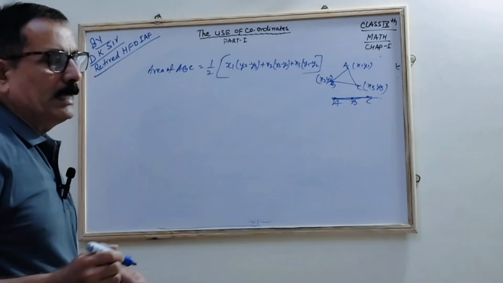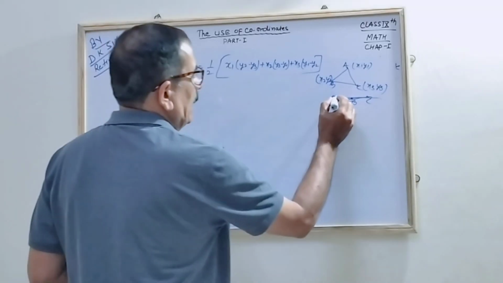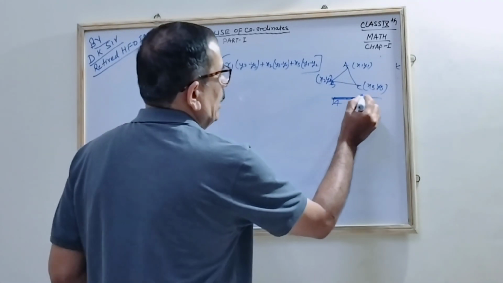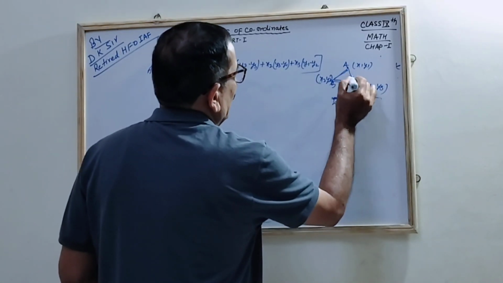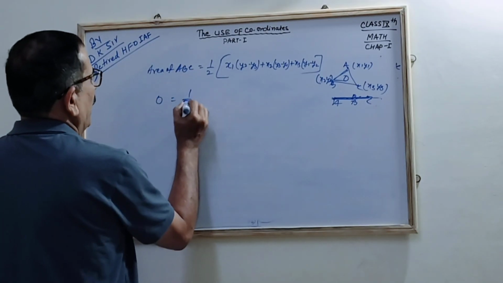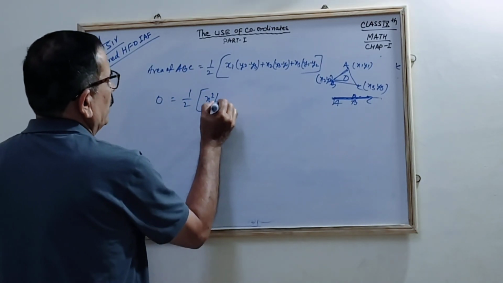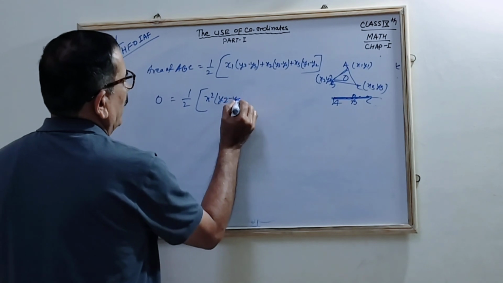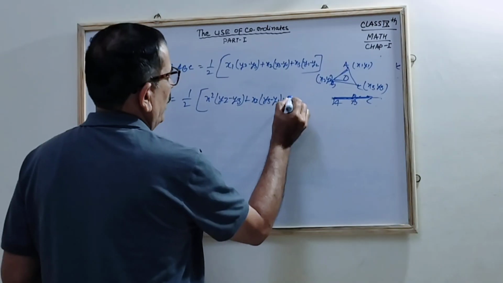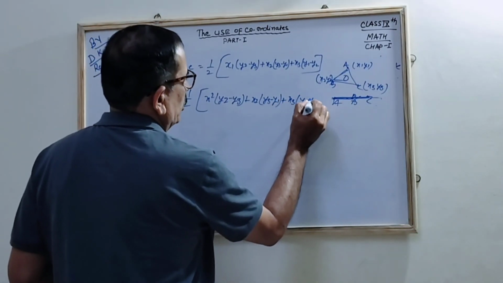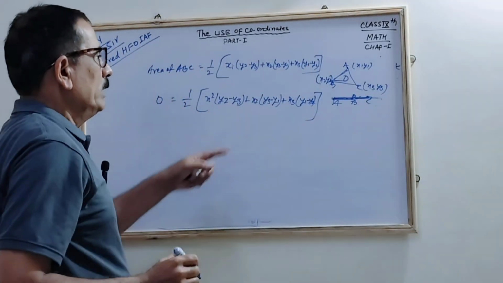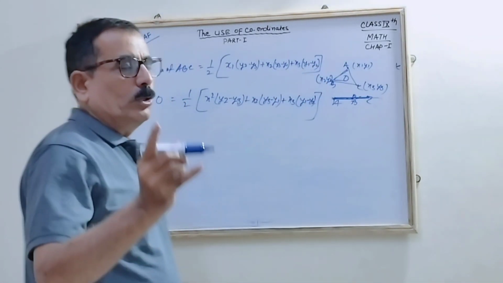Remember what happens when they become collinear and coincide. It becomes a line, all three coincide. Then the area becomes zero. So if you put the area as zero, you get x1 into y2 minus y3, plus x2 into y3 minus y1, plus x3 into y1 minus y2 equal to 0, correct? 0, because the points have shifted onto a single line, so the area has become 0.